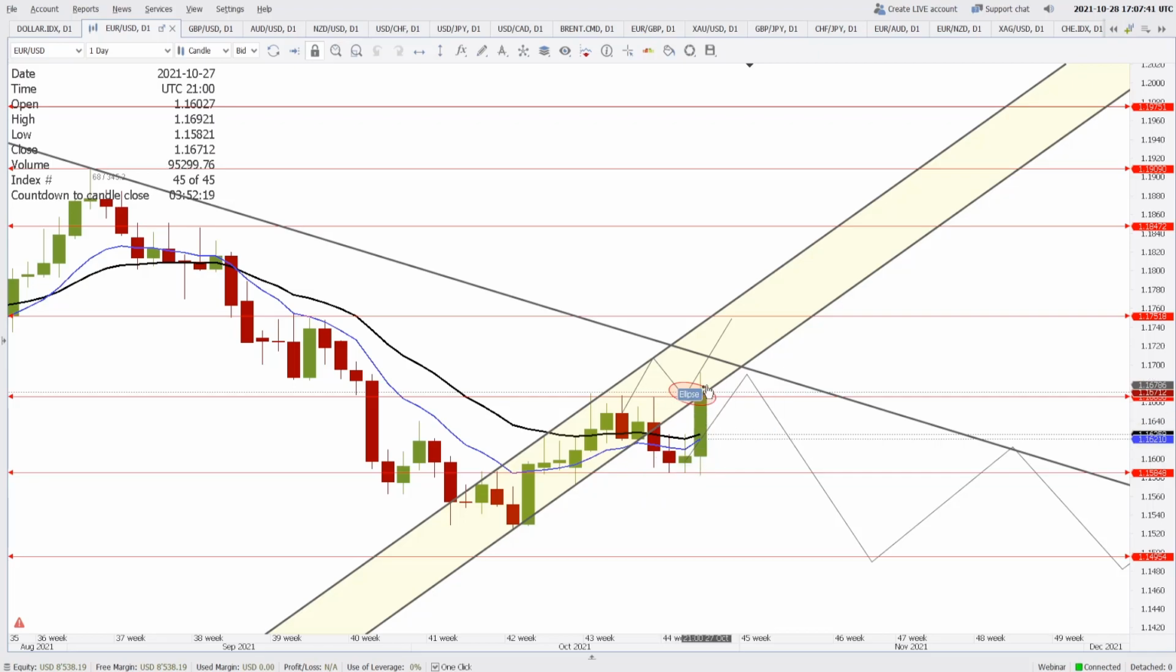But I think if it does not close higher than 1.1665, you may not get a follow through to the higher side, and the price can come back below. Even if it closes higher, then there's a problem of this falling trend line here. So right now you can expect 1.1584 to act as a support and 1.1751 to act as a resistance, and this falling trend line will also be acting as a resistance if the price comes in its way.